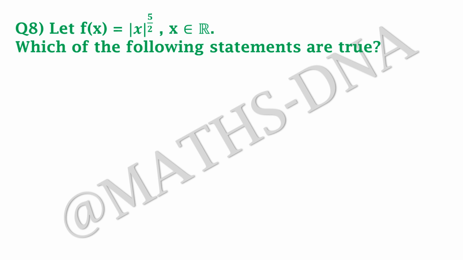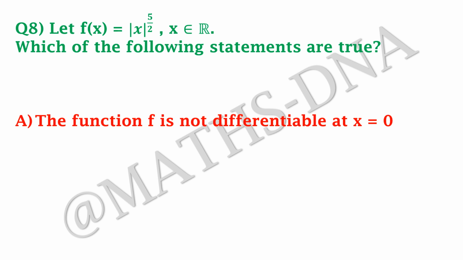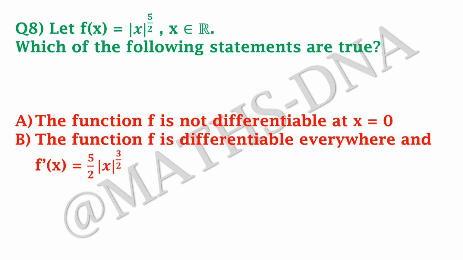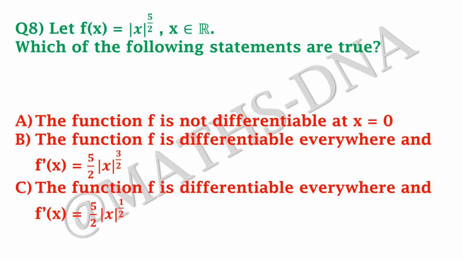Question 8. Let f(x) is equal to mod x raised to pi by 2, where x belongs to R. Then which of the following statements are true? The options are A. The function f is not differentiable at x equals 0. B. The function f is differentiable everywhere and f dash x is equal to pi by 2 mod x raised to 3 by 2. C says the function f is differentiable everywhere and f dash x is equal to pi by 2 into mod x raised to 1 by 2. Here also option B and option C are so similar, just there is a difference in the power of the mod x. And D says all of them are true.